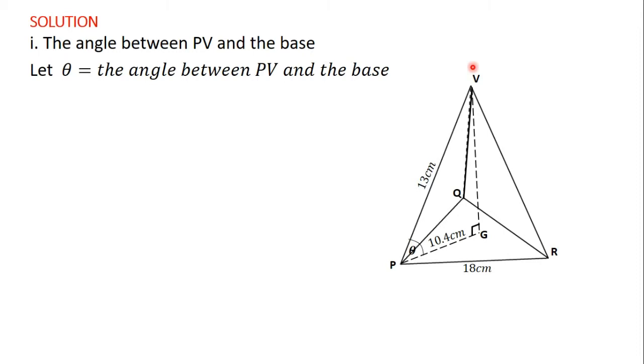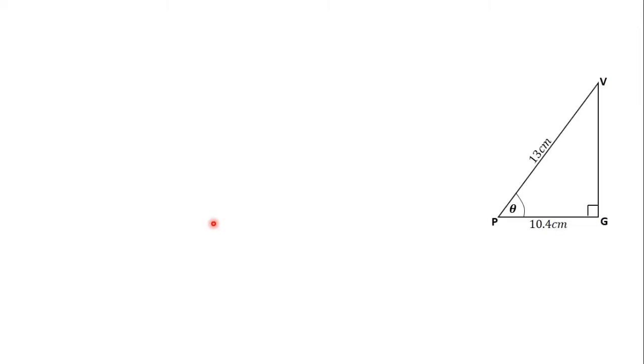So how do we find theta? We have PV, we have PG, and GV. If we pick these 3 points, it forms a right angled triangle, as we can see here. So PVG, where PV is 13 centimeters, PG is 10.4 centimeters, and we are looking for theta. From this diagram, we can see that 10.4 centimeters, which is PG, is adjacent to theta, and PV, that is 13 centimeters, is the hypotenuse. So we are looking for theta. We have adjacent and hypotenuse.